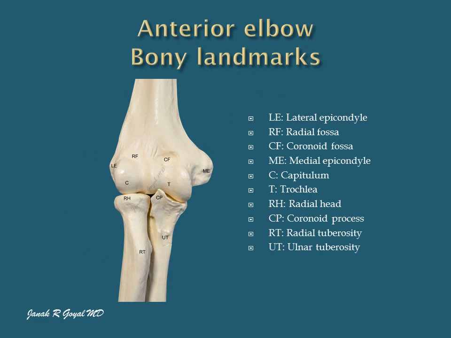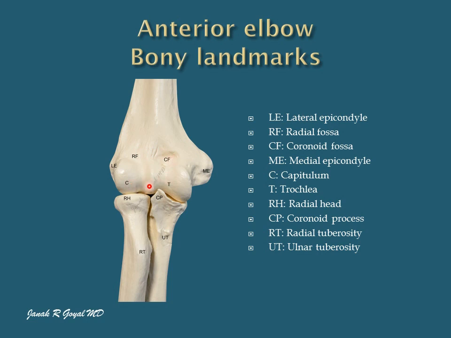Let's look at the anterior elbow. This picture shows the landmarks seen on the examination of the elbow from the anterior view. Notice the rounded capitulum and a pulley-shaped trochlea at the lower end of the humerus. Also, notice lateral and medial epicondyles projecting from the lower end of the humerus. A shallow radial fossa proximal to the capitulum and a coronoid fossa proximal to the trochlea.